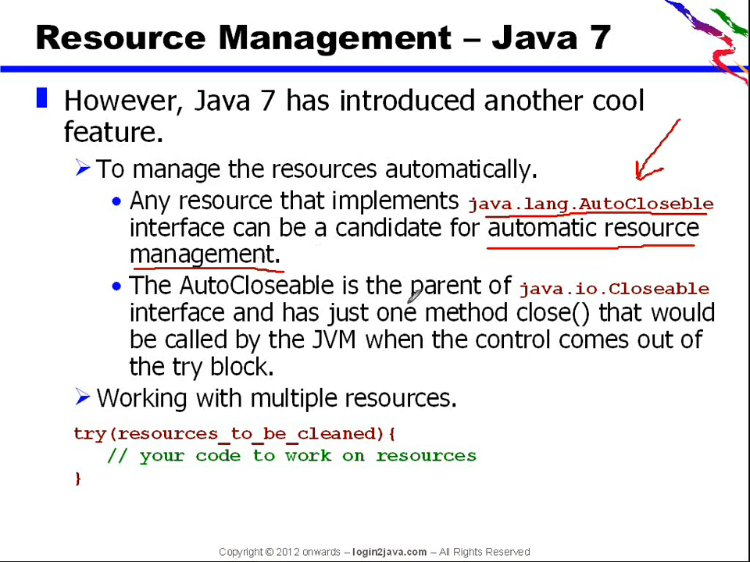For I/O, the AutoCloseable is a parent of the java.io.Closeable interface, and it just has one method, that is close, that would be called by the JVM automatically when the control comes out of the try block. This is so simple. Try, resources to be cleaned, your code to work on resources, you need not provide the close. Let's see example code.